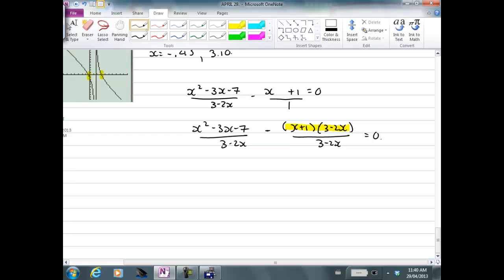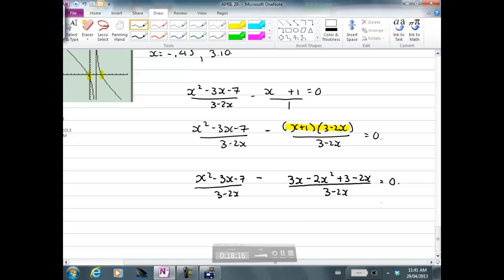My left fraction stays the same. It's only the right one I'm curious about. That's x squared minus 3x minus 7 minus, now I'm going to FOIL this out. Get you 3x minus 2x squared plus 3 minus 2x. 3 minus 2x. And I have 2 fractions with the same LCD. Go ahead and merge the 2 fractions together.